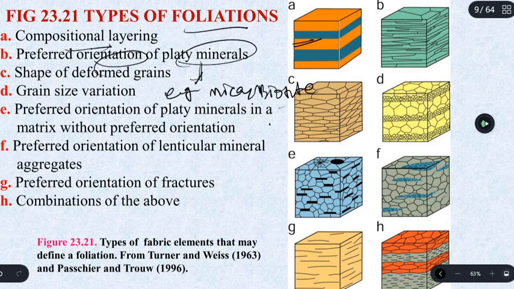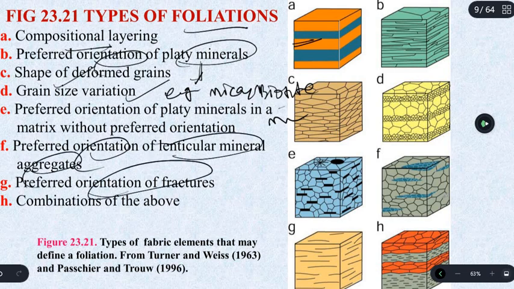Mica, biotite, muscovite. These are some of the platy minerals that have some orientation, which is called foliation, one of the foliation types. The shape of the deformed grain and size variation is there. So these are the different types of foliation: preferred orientation of lenticular mineral aggregates, preferred orientation of fractures. From this we know that there should be some foliation plane. So these are the various types of foliation.